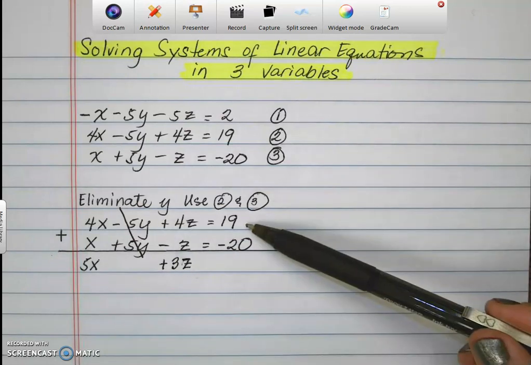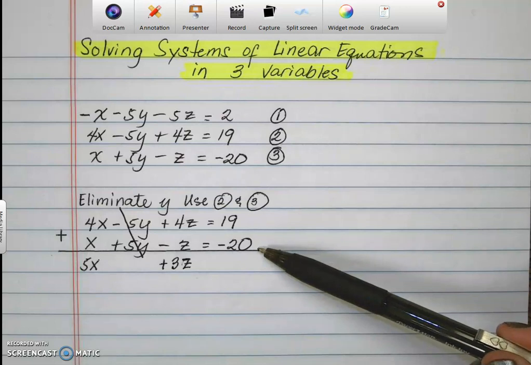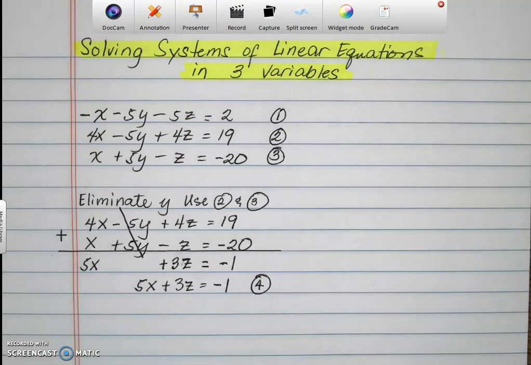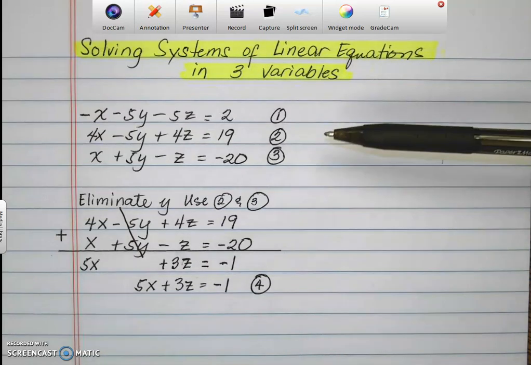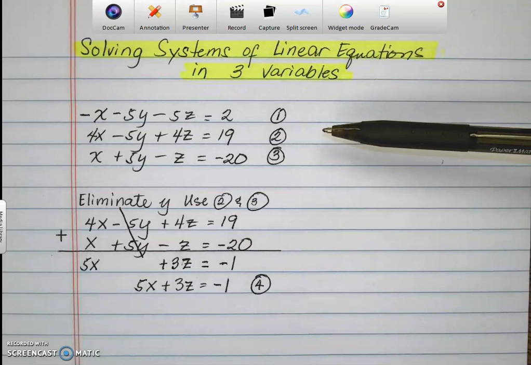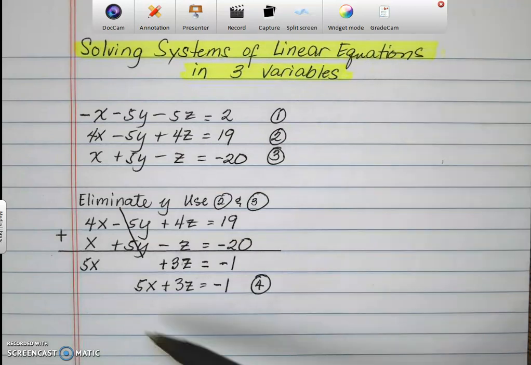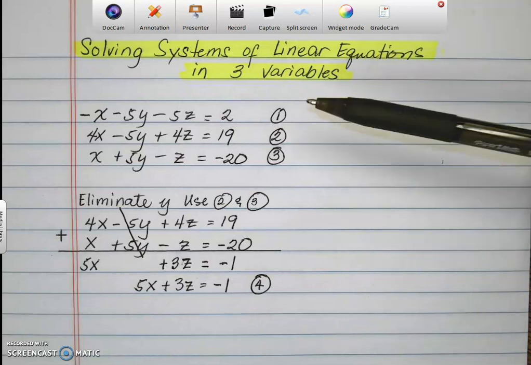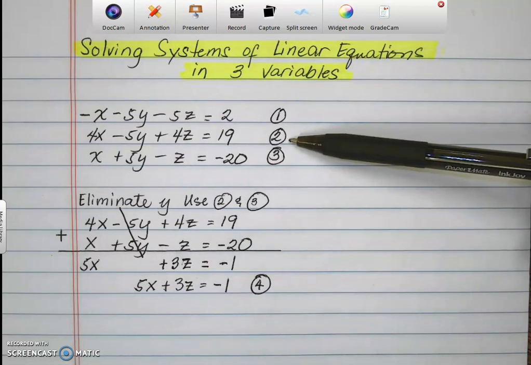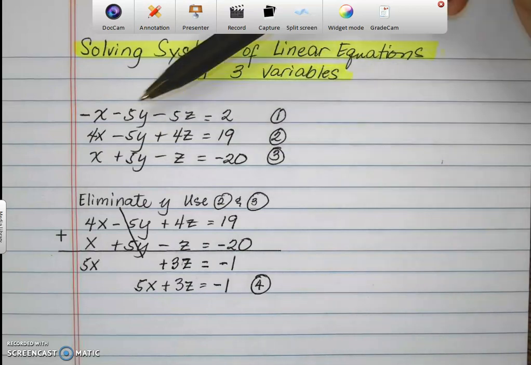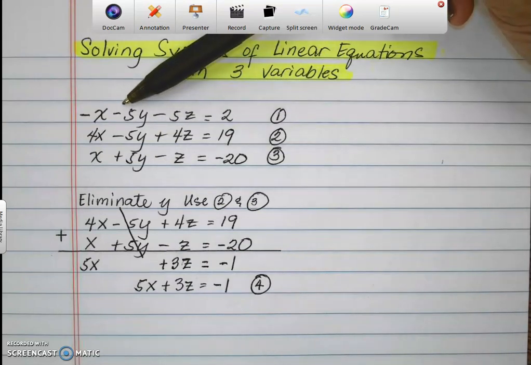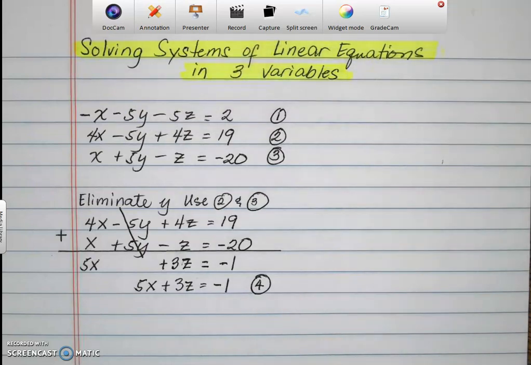Let's now go to this one. 19 plus negative 20 is negative 1. So now let's just fix it. So 5x plus 3z equals negative 1. I'm going to call this equation 4. Now, because you want the x and the z left, you will have to pick two equations here where you can also eliminate the same thing, the y, in order for the x and the z to be left. And in this case, I'm going to use equations 1 and 2 in order to again eliminate the y. Since the coefficients have the same signs, you're going to have to subtract.